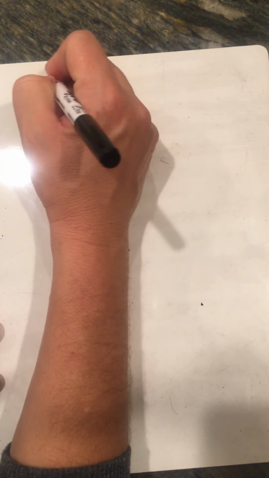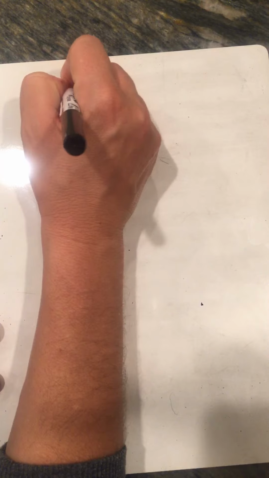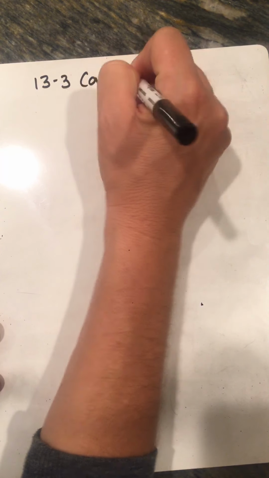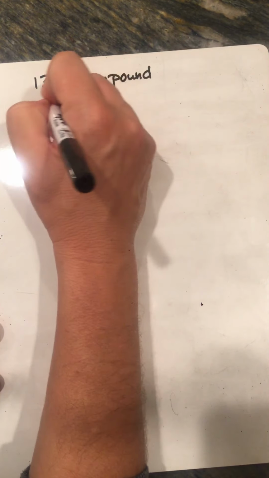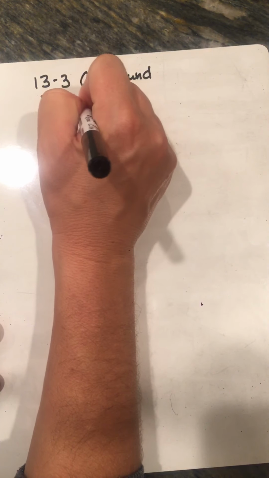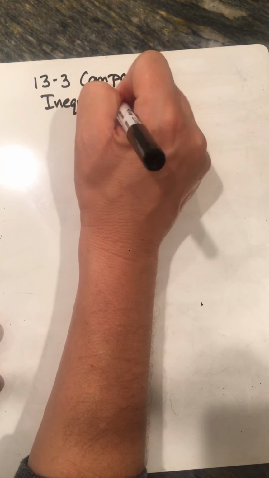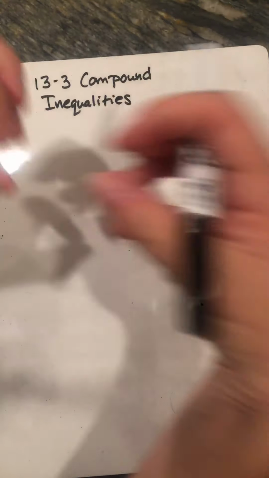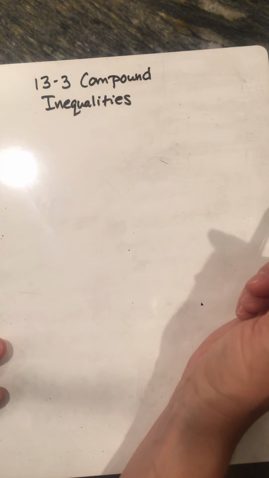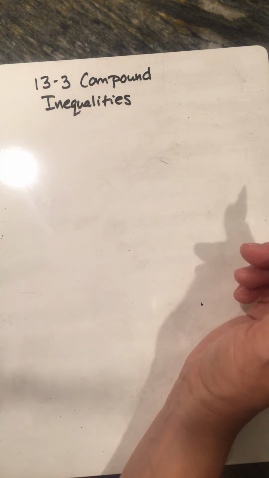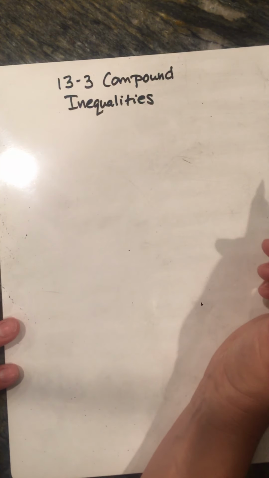Right, friends, we are in 13.3 now. Compound inequalities. And so that's like a compound word or a compound sentence. So it's got two things coming together to make one. There's a few words you may not know, so we will definitely define them as we go along.